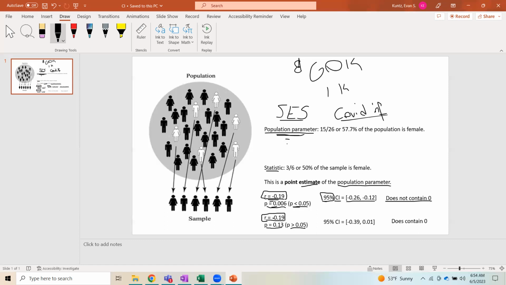And so what you can gain from understanding this is an understanding of the confidence interval as well. Since you know that the point estimate or the correlation coefficient here is non-significant, you can assume that the confidence interval does contain zero. And as we can see here, we've got our 95% confidence interval, and this range is from negative 0.39 to 0.01. And so you can see that it does in fact contain zero.